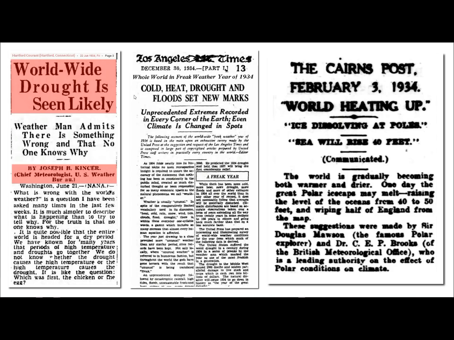So according to the National Climate Assessment, this worldwide drought, cold, heat, floods, ice dissolving at the poles, sea level rise, was all caused by farmers in the Oklahoma Panhandle. These climate experts at the National Climate Assessment have taken superstition back to the days of the Salem witch trials, when witches were blamed for cooking the weather. Now they blame farmers in the Oklahoma Panhandle for the worldwide drought of the 1930s, and they blame climate skeptics for all recent bad weather.